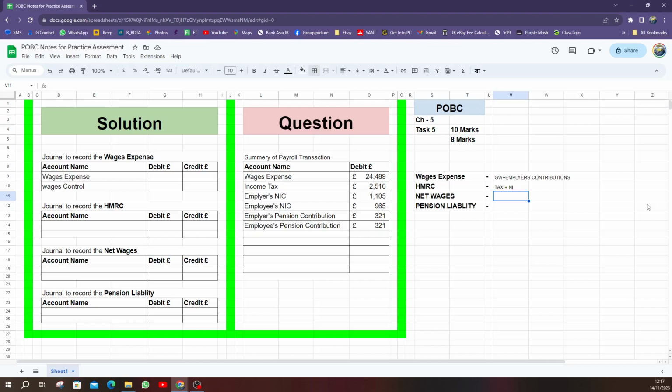Net wages, so from the net wages we need to find out what the net wages is. We are all working and familiar with our payslip, so we need to find out gross wages. So gross wages, GW, minus all the employees' contributions.